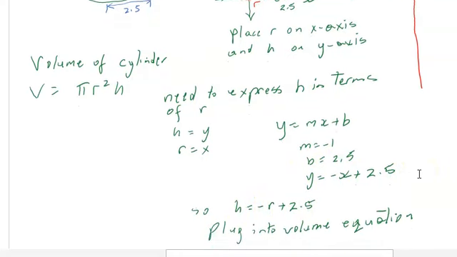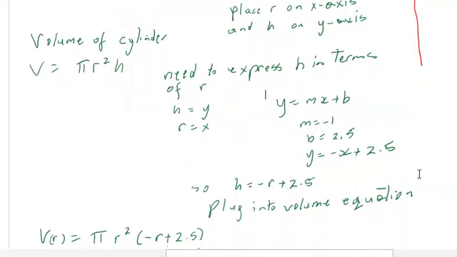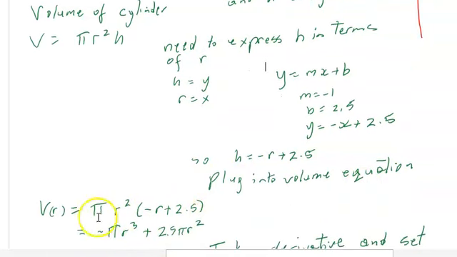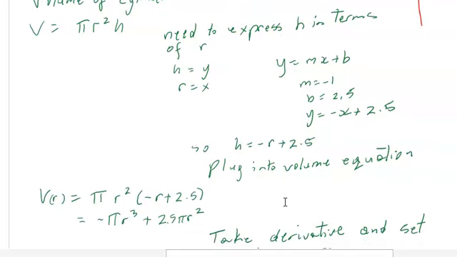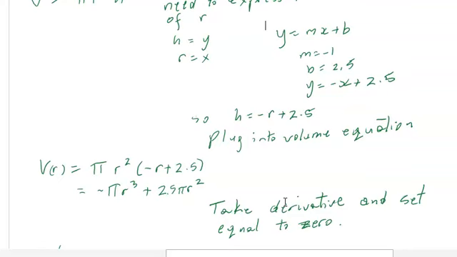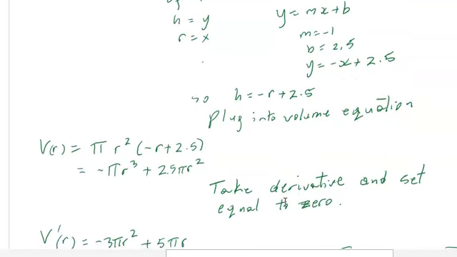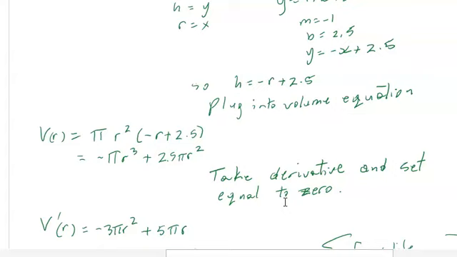Now we can plug this into the volume equation. V of r will then be equal to pi r squared times -r plus 2.5, and then we can expand that a little bit. V of r will be equal to negative pi r cubed plus 2.5 pi r squared. Now we want to find our maximum r. In that case, I'm going to take the derivative and set the derivative equal to 0, and then try to solve for r. The derivative V prime of r will be equal to negative 3 pi r squared plus 5 pi r.